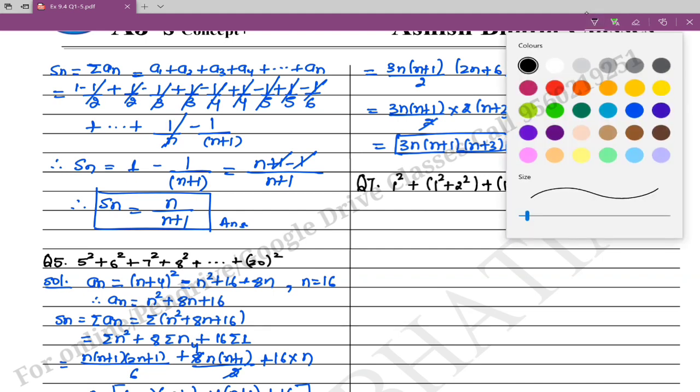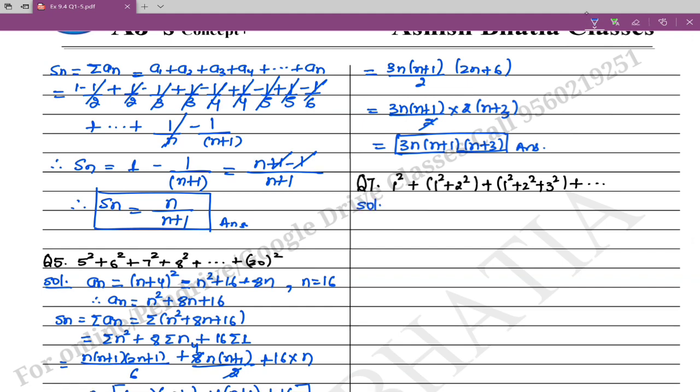Now here also the pattern is clearly visible. The first term is 1 square, the second term is 1 square plus 2 square, the third term is 1 square plus 2 square plus 3 square, and the fourth term would be 1 square plus 2 square plus 3 square plus 4 square, and in the same way the nth term would be given by an equal to 1 square plus 2 square plus 3 square and so on up to n square. We know that it is denoted by summation n square. So this is a very special question in which an is in terms of summation.